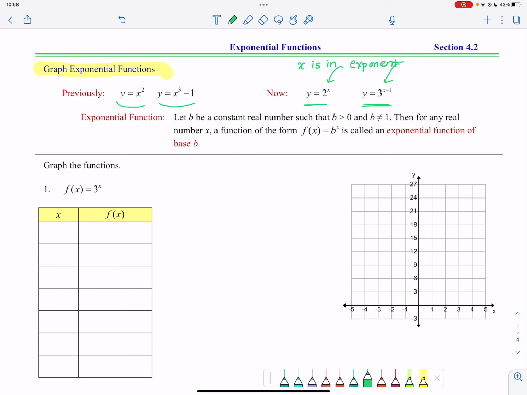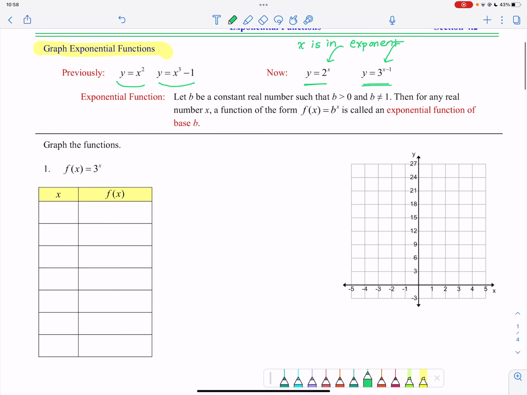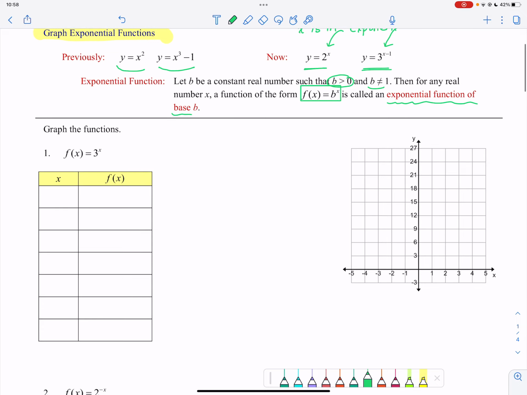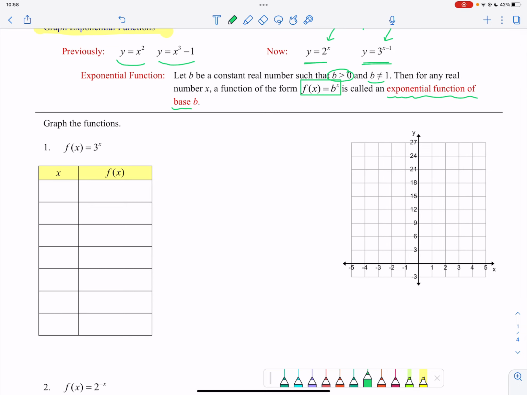Okay? So, an exponential function is defined as f of x equals b to the x. So we have a base b that cannot be equal to 1 and has to be positive. And this function, b to the x, is called an exponential function of base b. Let's see how this works.